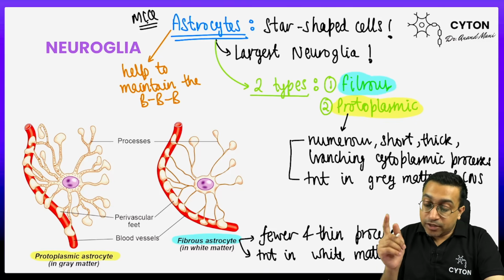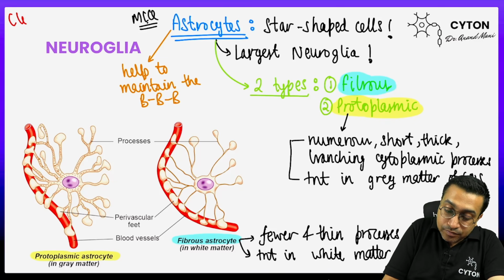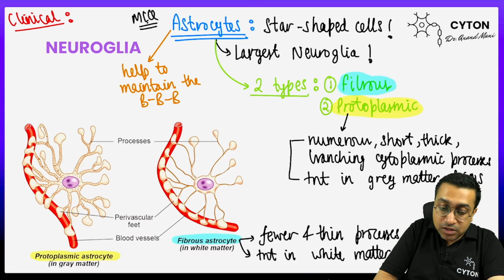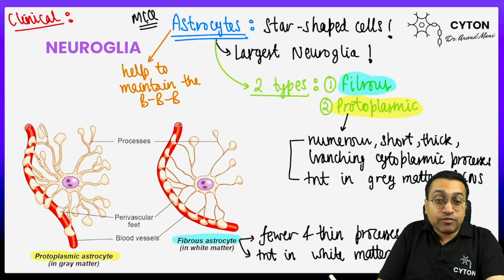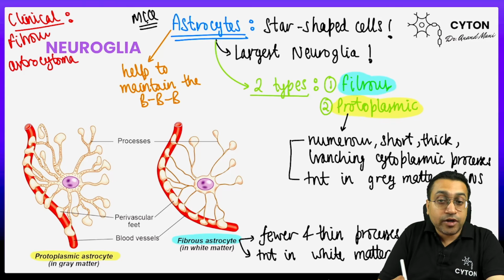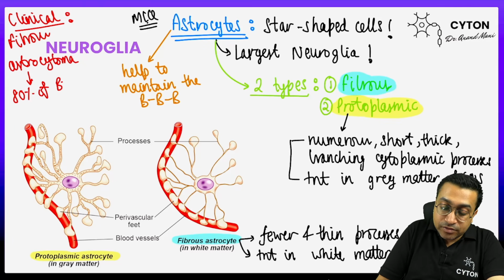Okay, and then if you talk about the clinical aspect of this, if I were to write the clinical, I am keeping one slide for each cell so that there is not much clustering in the notes. Okay, so the fibrous astrocytoma accounts for 80% of brain tumors in adults.